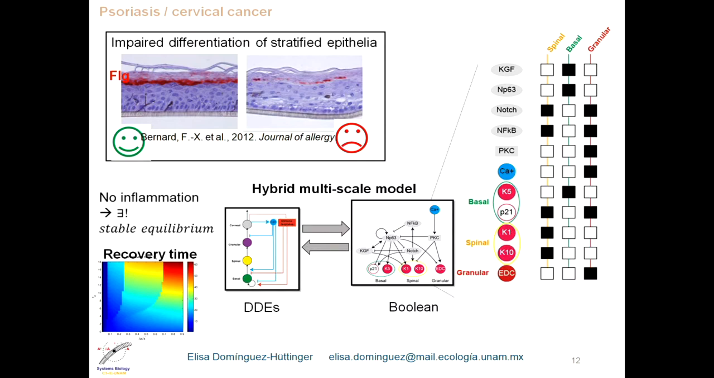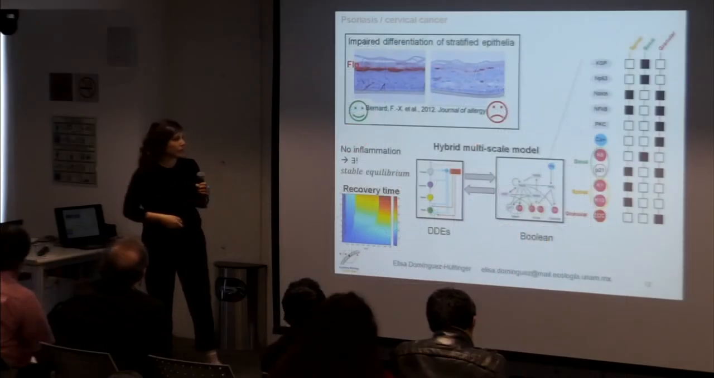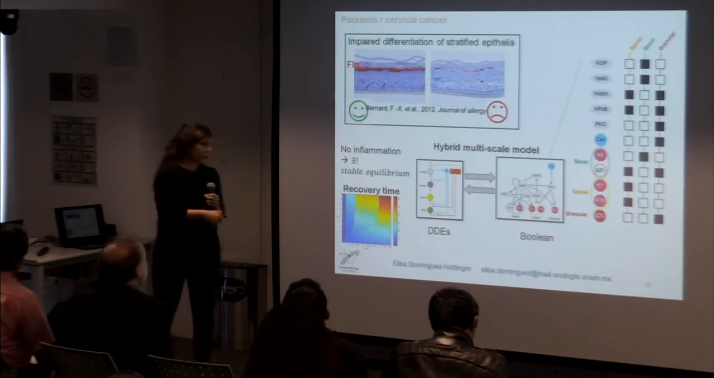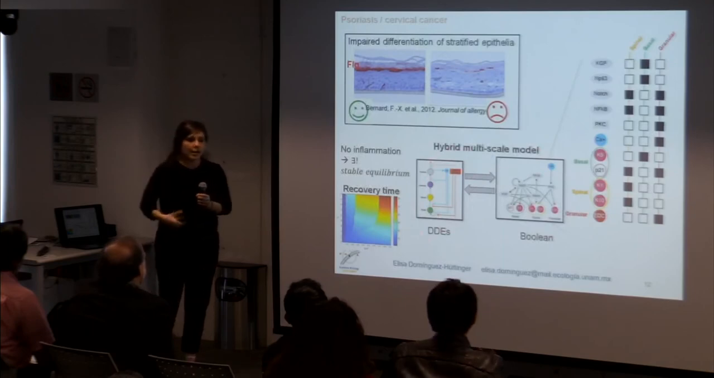So one big question is, how is this differentiation of stratified epithelium controlled? And most importantly, how can it be disrupted? And to address this question, we are using a combination of two different approaches, which we combine in a hybrid model.